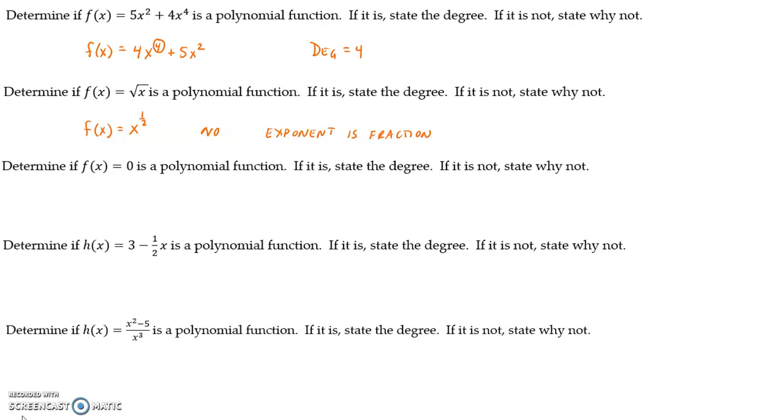Let's take a look at the function f of x equals 0. This is another example where it is not a polynomial function. This is actually a special case called the zero function.